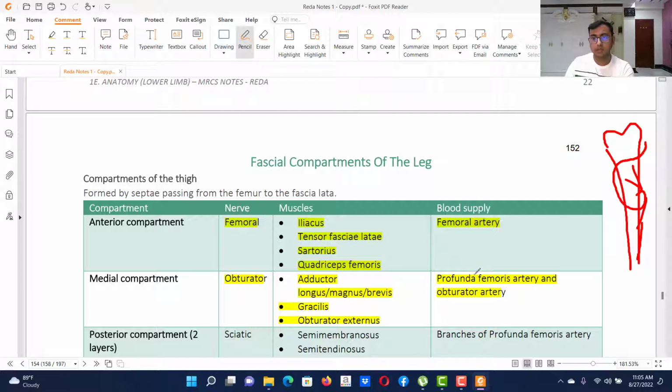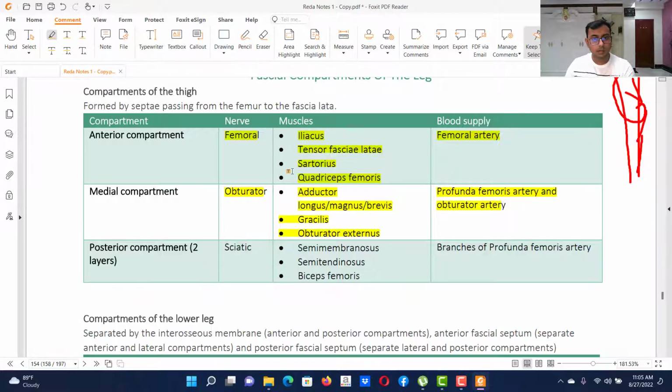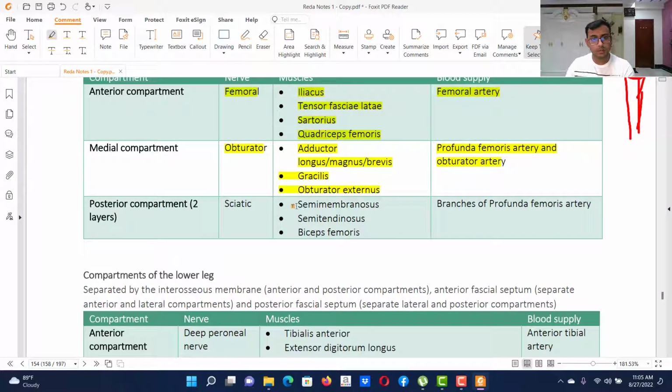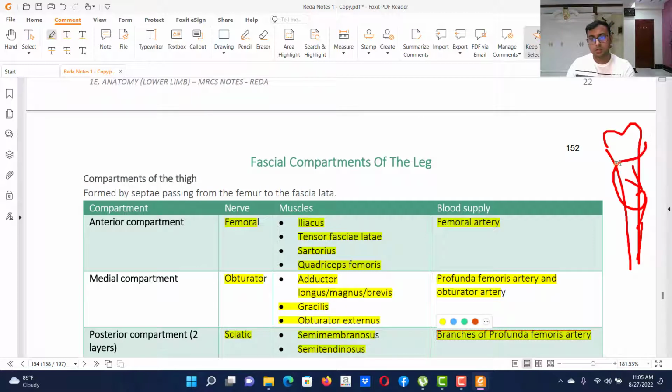So this has a long course. Now the posterior compartment, that is semitendinosus, semimembranosus, and the biceps femoris, which is supplied by the sciatic nerve, and it is also a branch of the profunda femoris. So when it goes posteriorly, it gives supply to the hamstring group.